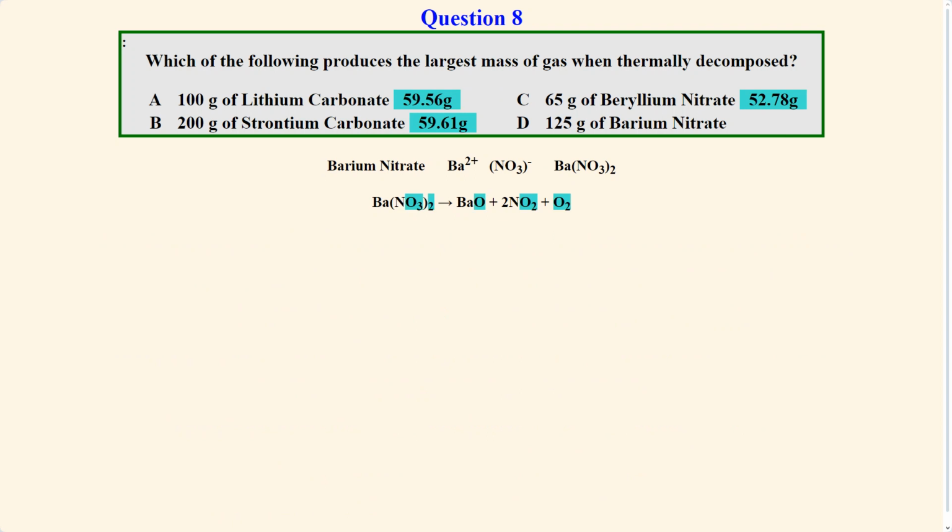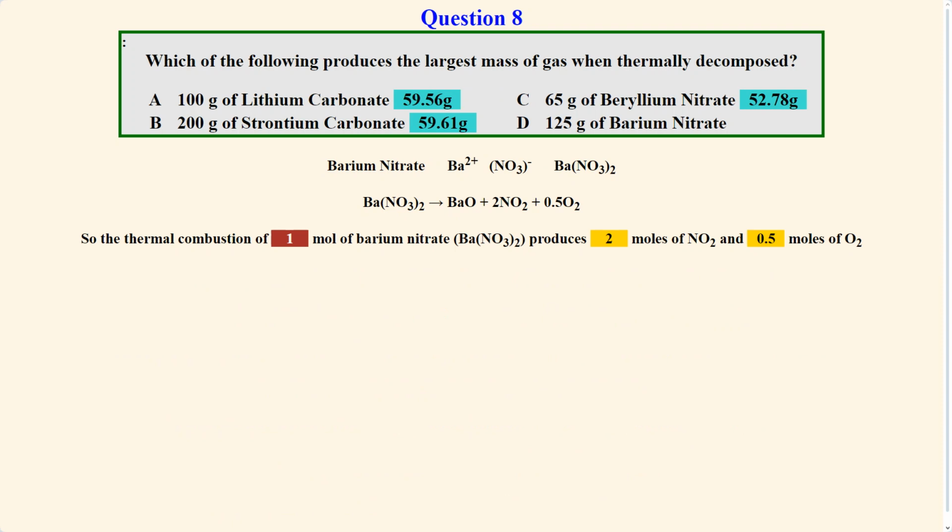Moving to the oxygen, we've got 6 on the left. On the right, we've got 1 in the barium oxide, a further 4 in the nitrogen dioxide. 1 plus 4 is 5. We need 1 more, so we must put a 0.5 in front of the O2. So it's now balanced. So for the equation, we see 1 mole of barium nitrate, and again it should be thermal decomposition, sorry about that, produces 2 moles of nitrogen dioxide and 0.5 moles of oxygen O2.